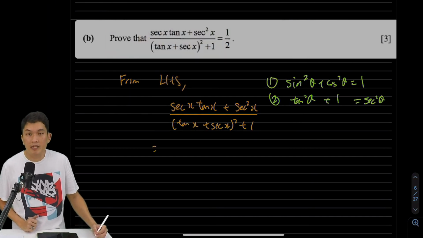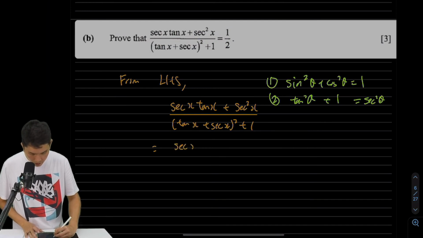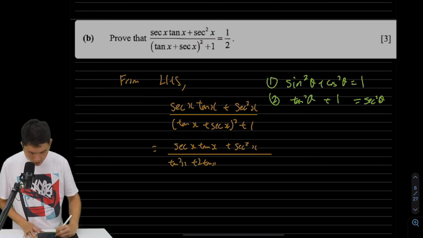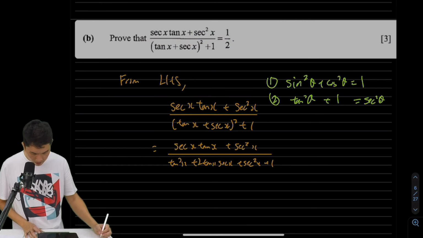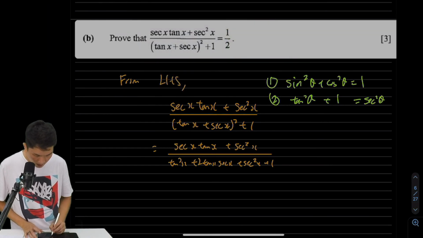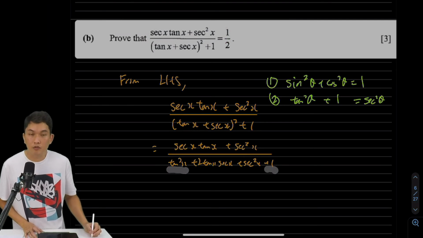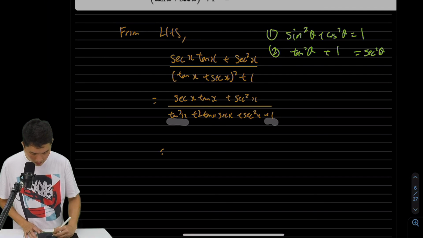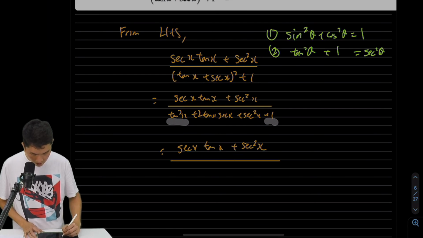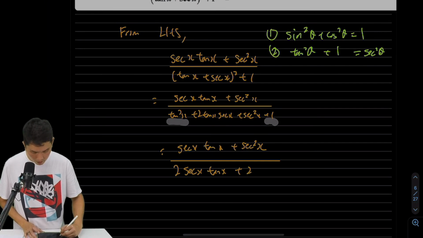But first, for the first step, I'm going to expand the denominator. So the numerator stays the same. And then the denominator, right? Opening up the brackets, I get tangent square plus 2 tangent x secant x plus secant square x plus 1. Okay, and you can kind of see, let me just use the highlighter here. This tangent square x plus 1 is equal to secant square in the denominator. Let's replace that. Then I have secant x tangent x plus secant square x in the numerator over 2 tangent x secant x, or maybe I'll write it as secant x tangent x to make it a bit more obvious, plus secant square x plus secant square x, 2 secant square x.